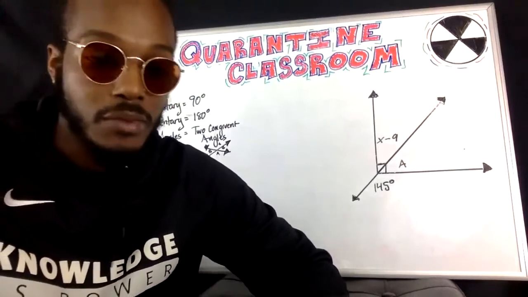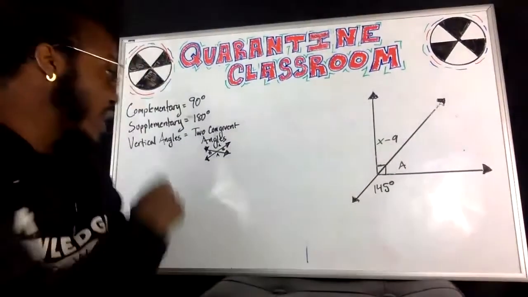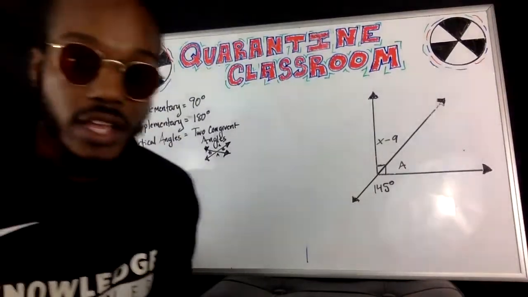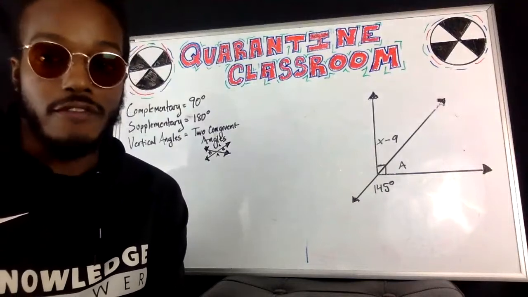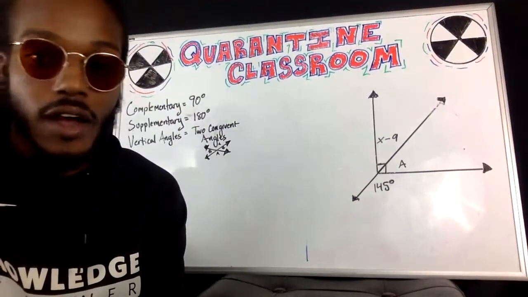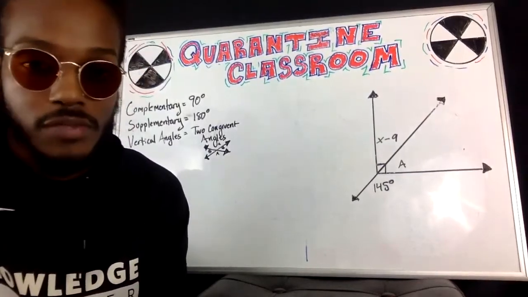You have to know complementary angles. You have to know supplementary angles. You know that complementary angles are 90 degrees, supplementary angles are 180. You have to know when you're looking at a vertical angle as well. And then just using that to create equations to help you solve the problems that you're looking for.